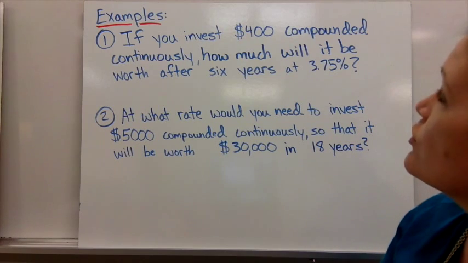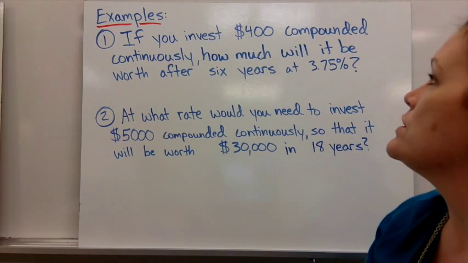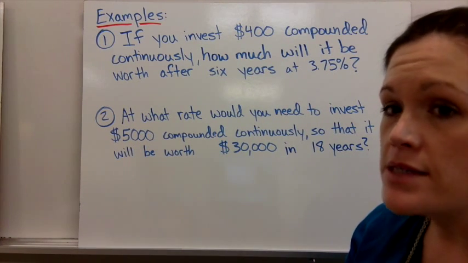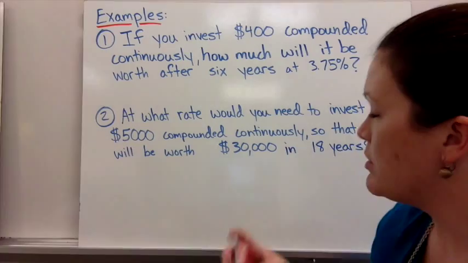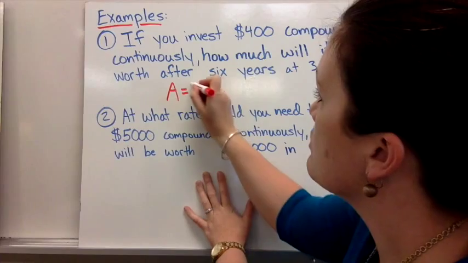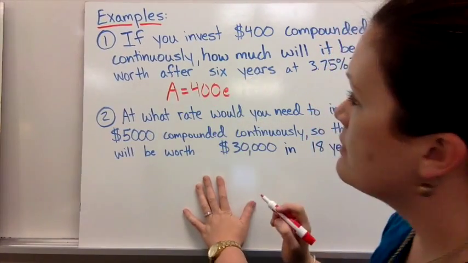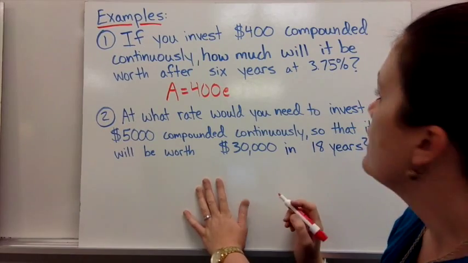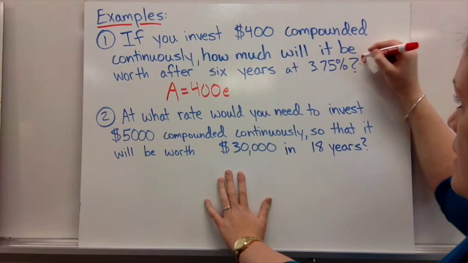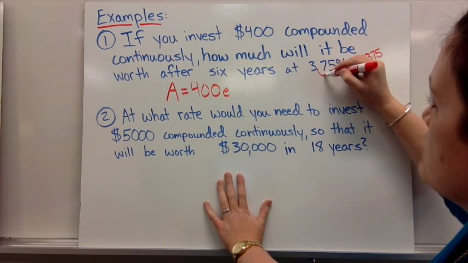So if you invest $400 compounded continuously, how much will it be worth after 6 years at 3.75%? So I'm given everything except for the final amount. So I would plug in everything. P is the principal amount. So that's 400. E is going to be a button in my calculator, second natural log. Rate, I need to change to a decimal. So I make that 0.0375 by moving the decimal place over.